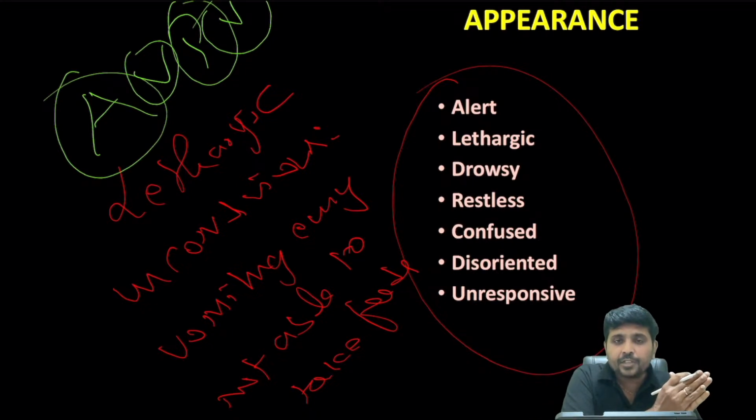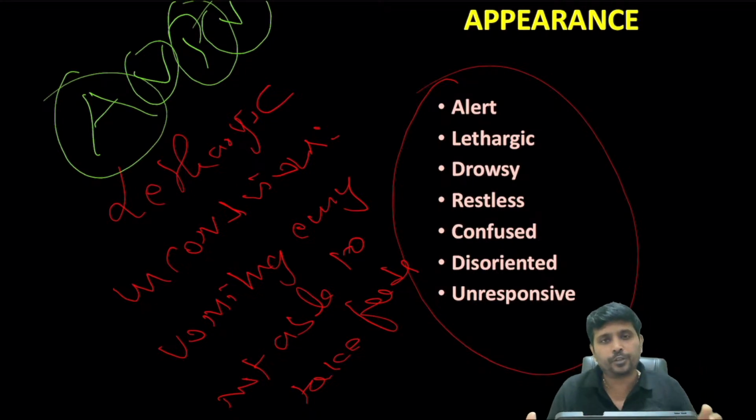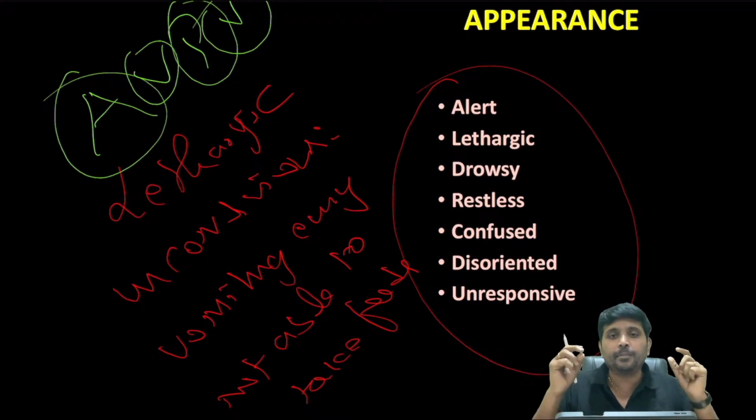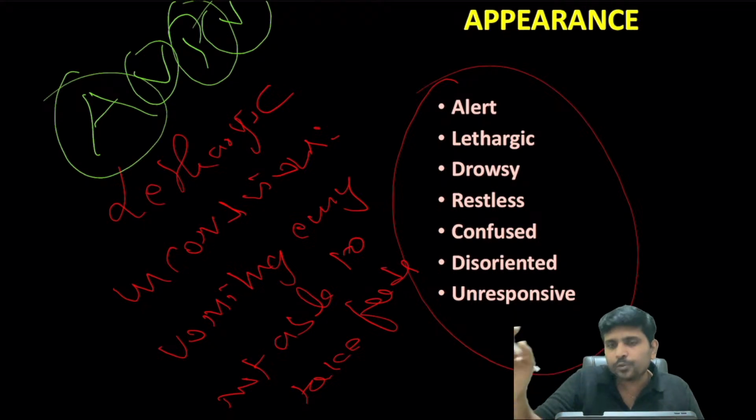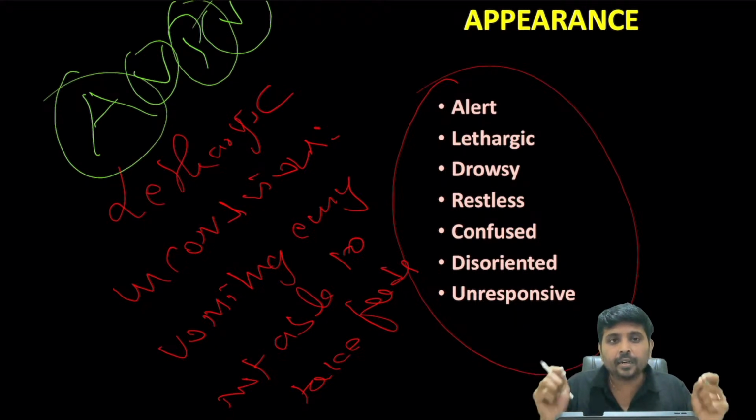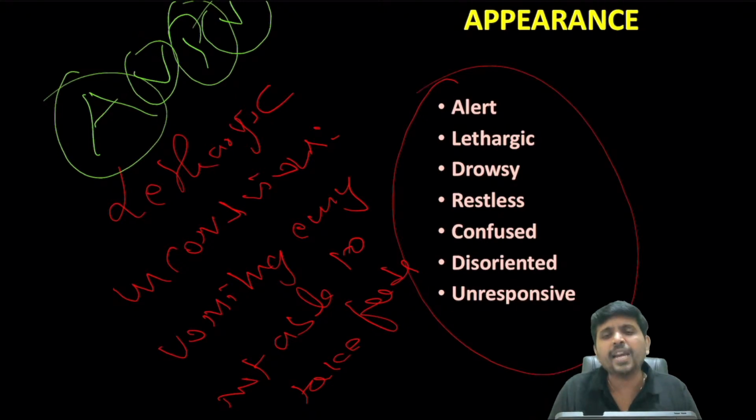So alert gradually descends to unresponsive when the child's cortical development, when the brain is damaged. That is, your end organ is damaged. So whenever you see a child, alert, verbal, pain responsive or unresponsive should be assessed. As far as integrated management of neonatal and childhood illness, ask whether the child is lethargic, unconscious, vomiting everything, or not able to take feeds.